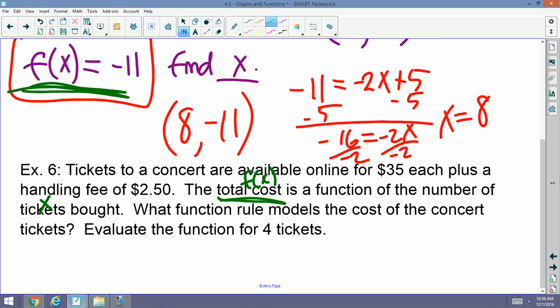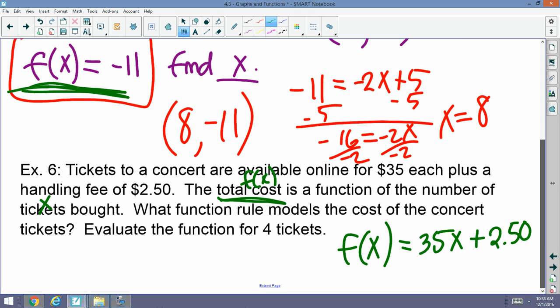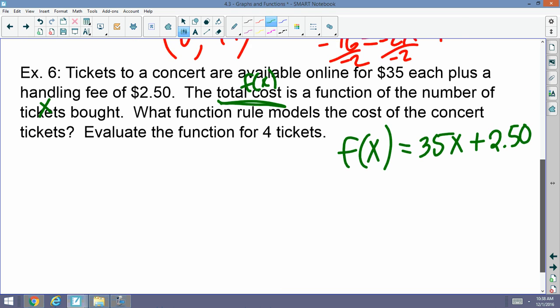So what is a function rule? What function rule models the cost of the concert tickets? Evaluate the function for 4 tickets. f of x, where this is function f and x is the independent variable, which is the number of tickets bought, equals 35x plus a handling fee of $250. Now, does that make sense, guys? Now, evaluate the function for 4 tickets.